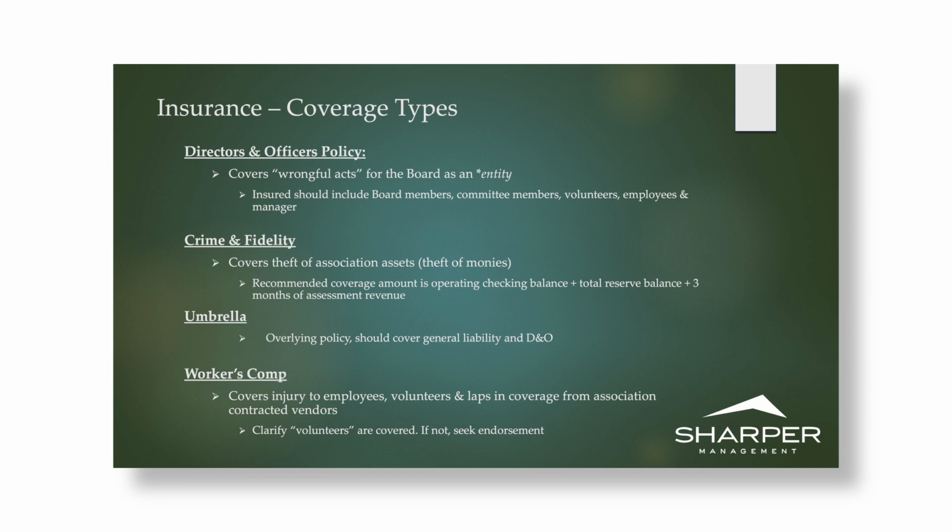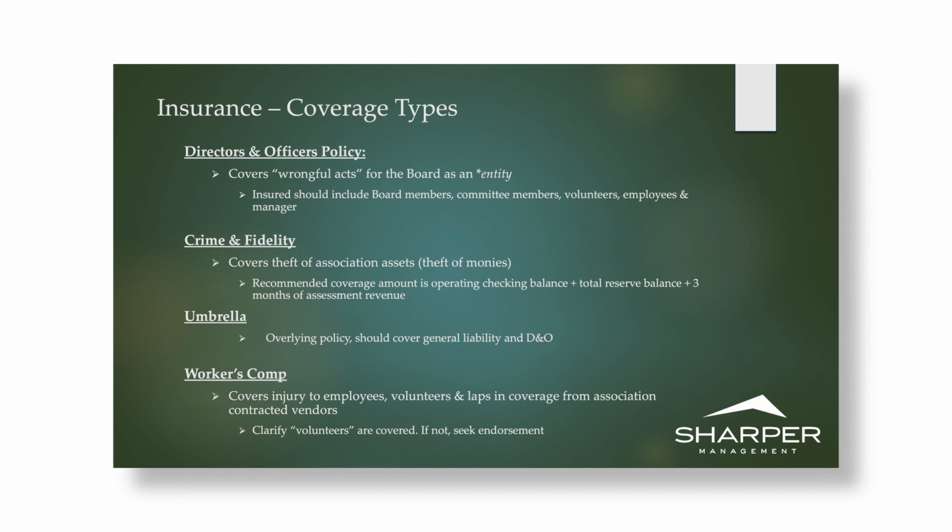The next is crime and fidelity coverage. So this is another ancillary policy. Crime and fidelity is very simple. It just covers the assets, the physical monetary assets of the association. So add up what's in your checking account, look at what's in your reserve account. If it's $300,000, you better have at least $300,000 in crime and fidelity coverage. Covers your cash, money, your assets.